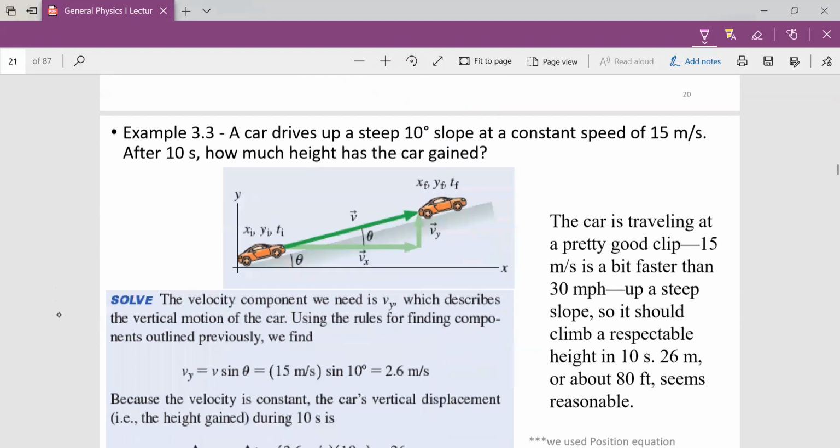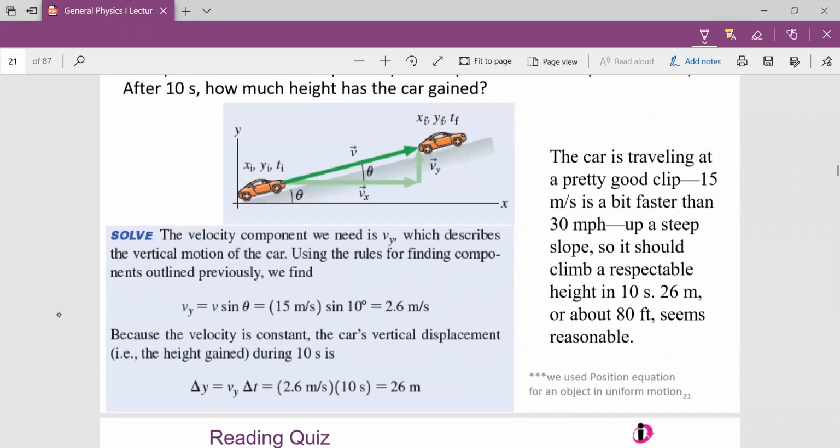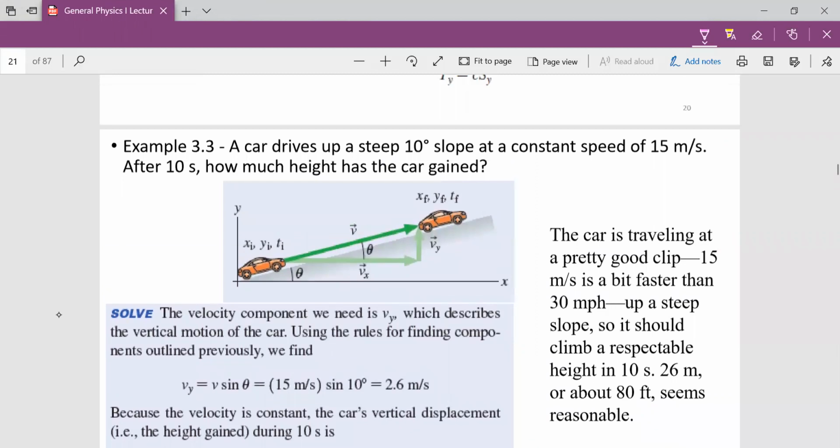So let's take the third example, which is our final example today. A car drives up a steep 10 degree slope at a constant speed of 15 meters per second. After 10 seconds, how much height has the car gained?